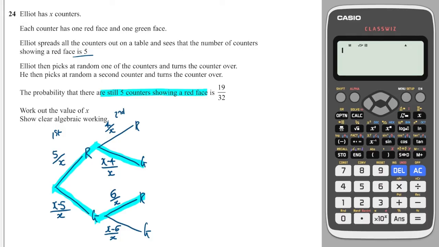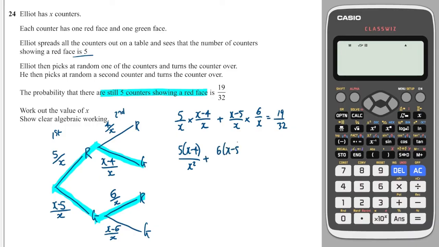Okay, now comes the algebra. In order to work out the probability of a branch, we multiply along that branch. So the first one will give me this. And because there are 2 options, we will add those 2 options together because both of them give us success. And that will give me my total probability. So I multiply along this branch as well, and that will give me 19 over 32. Okay, great. Now let's do the multiplication. So this is going to give me 5 lots of x minus 4 over x squared. And this is going to give me 6 lots of x minus 5 over x squared. And that's going to equal 19 over 32.